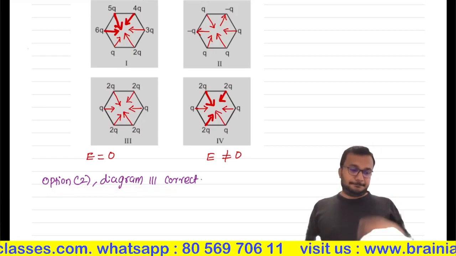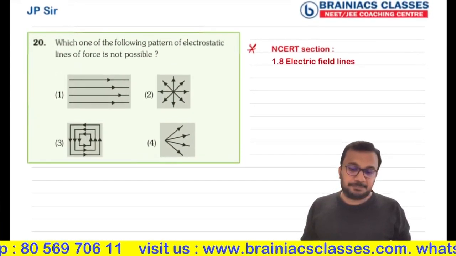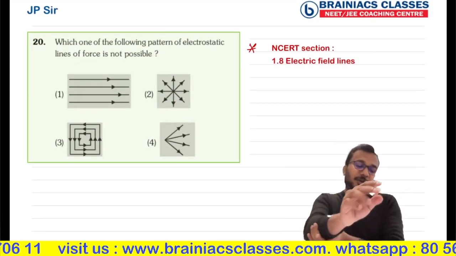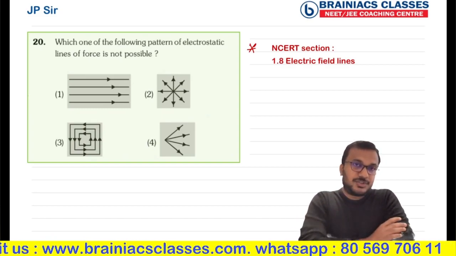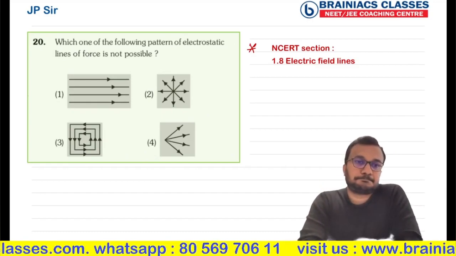Question number 19. Let's move to the next problem. Question number 20. This is the last question in the part 2 video. Electric lines. Question number 20. Which of the following patterns of electric lines of force is not possible?